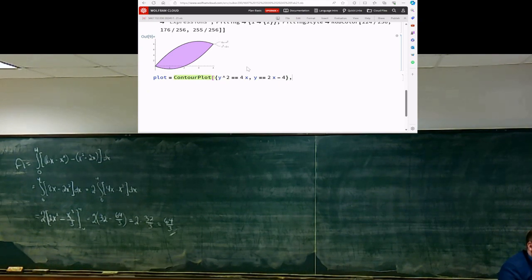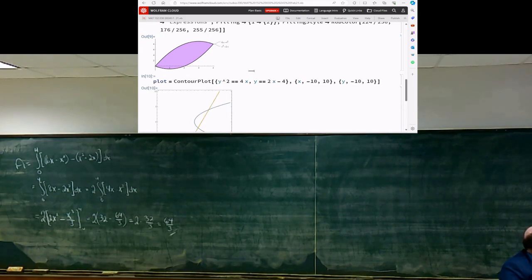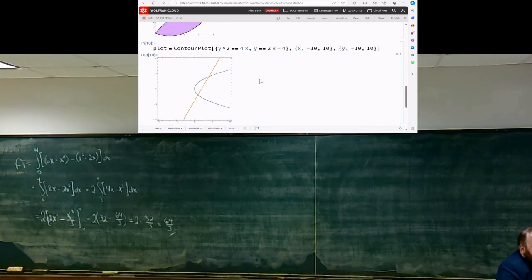So with contour plot, we need two domains. One for each of the variables. X and Y in this case. Again, standard viewing window is minus 10 to 10, so that's one to use. And technically, that is all you need. But here's what it gives you. Which is ugly.